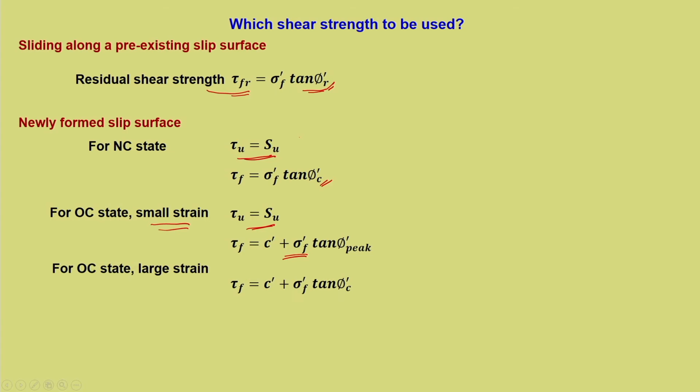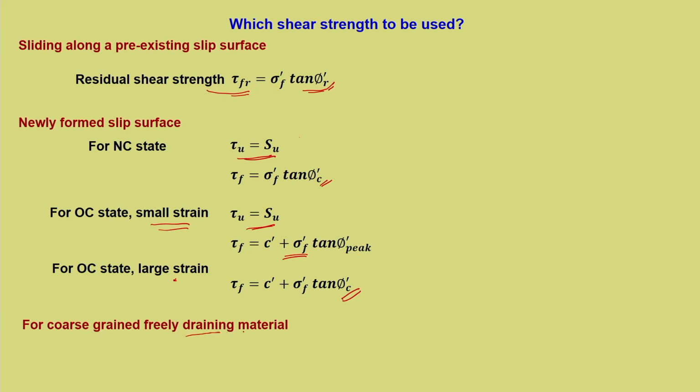For long term, if you have a small strain problem, we can conveniently use the concept of peak shear strength or phi dash peak, and that is what is written here. And in the case of large strain, SU remains the same, it is not sensitive to this. So in the case of large strain, it is convenient to use phi dash c, because by the time it reaches a large strain, it would have crossed the peak and strain softened to the critical state. And for coarse grain soil, which is a freely draining material, we always use drained shear strength parameters, that is phi dash peak or phi dash critical. So it depends upon the denseness of the soil. So that is all about which shear strength to be used.